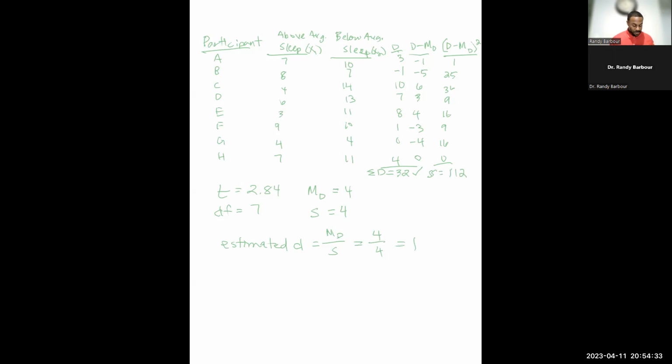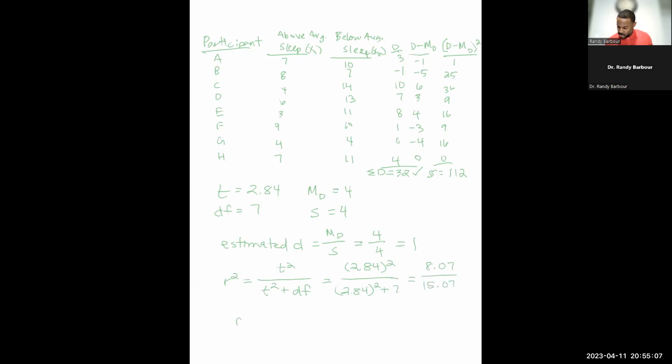In order to get my R squared, remember that this formula is going to be T squared over T squared plus degrees of freedom. So we have 2.84 squared over 2.84 squared plus 7. That's going to give me 807.07 over 15.07.